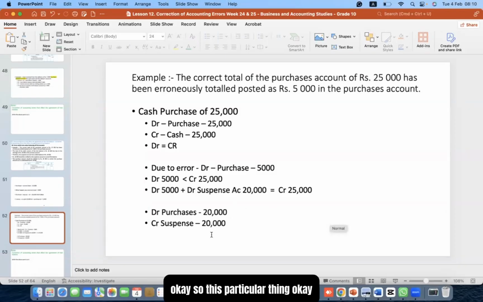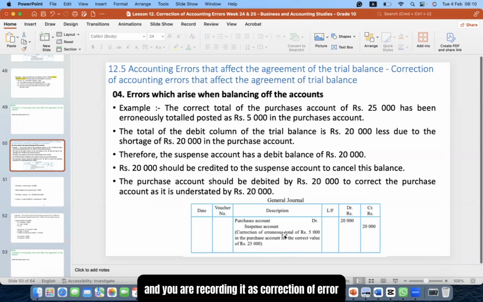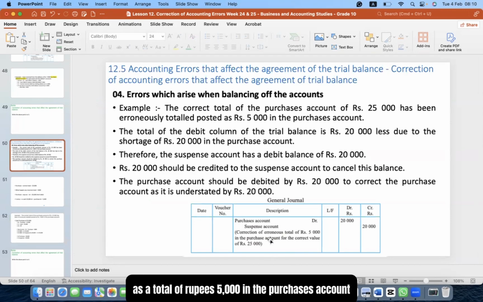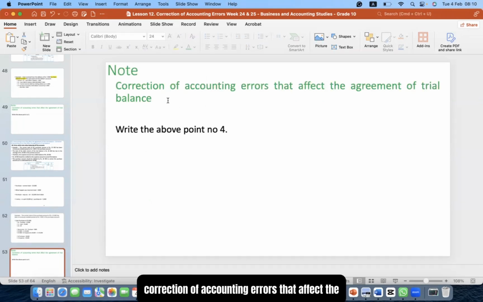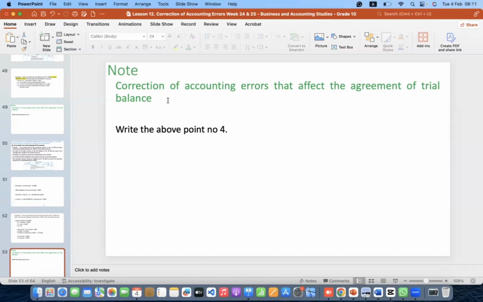Okay. So this debiting of the purchases account by 20,000 and crediting the suspense account by 20,000, reversing the balance of 20,000, you are doing it in the general journal and recording it as correction of erroneous total of rupees 5,000 in the purchases account for the correct value of rupees 25,000. Okay, let's write this point. Put the subheading as: correction of accounting errors that affect the agreement of the trial balance.